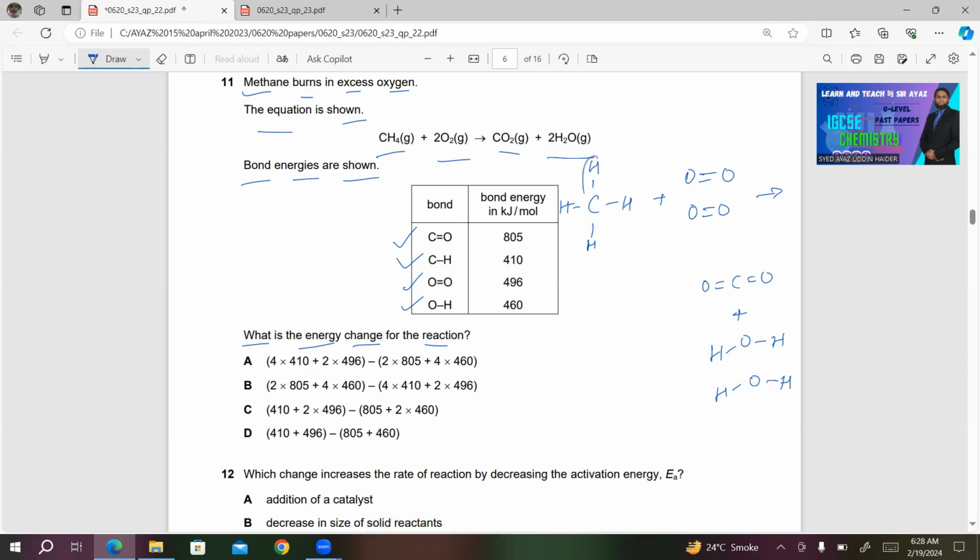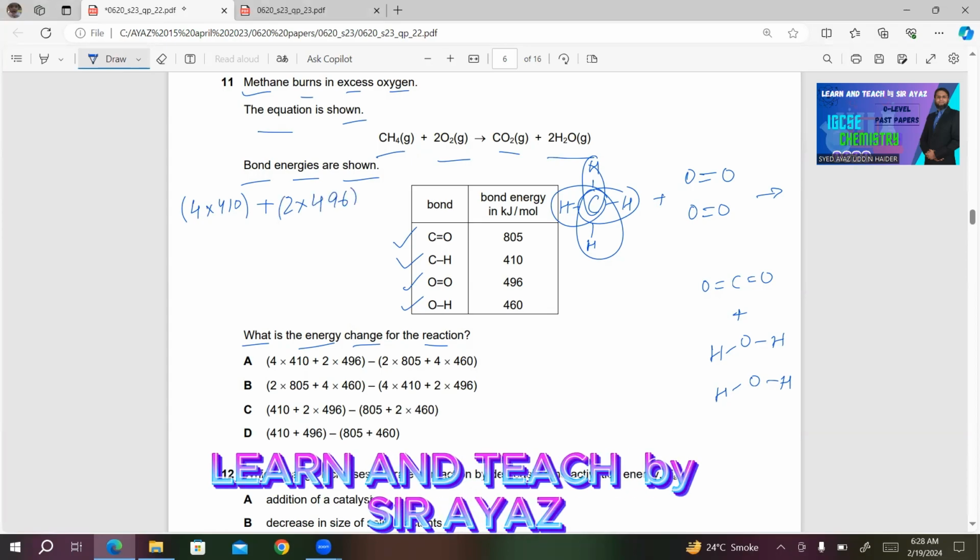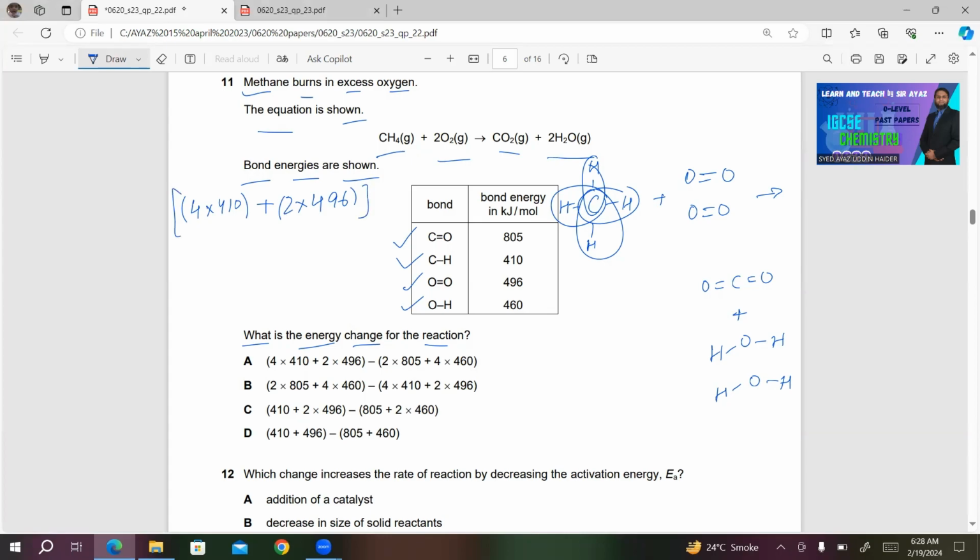For the reactant side, we have 4 C-H bonds, so 1, 2, 3, 4. So 4 will be multiplied by 410, plus we have 2 moles of O2, so we will multiply 2 by 496. This will be the reactant side. Now you know that in order to calculate the bond energies, you have to subtract the energy change for the product side from the energy change for the reactant side, or energy needed to break the bonds minus energy released in making of the bonds. So we will have the product side.